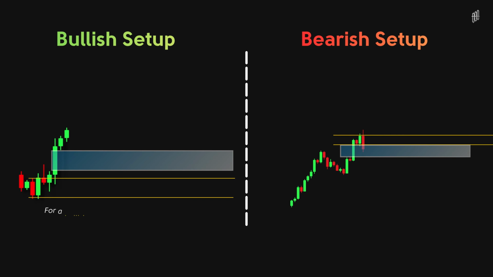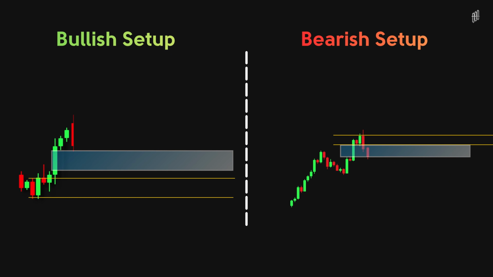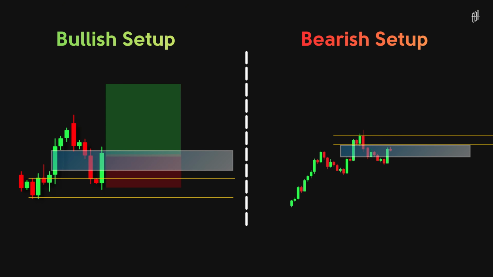Now for a bullish order block, the zone you care about is the body of that last bearish candle, specifically the area from the candle's open down to its close. For a bearish order block, it is the body of the last bullish candle, from the open down to the close. Those two price levels form your entry zone. Now you wait for price to retrace back into that zone. When price comes back and taps into the order block zone, that is your entry trigger.